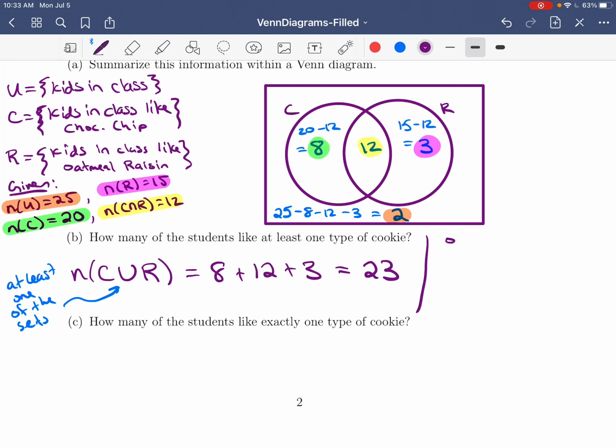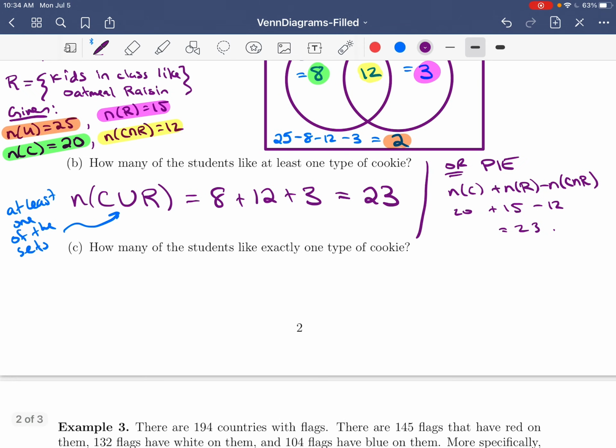Okay, now you could have done this without the Venn diagram if you use the principle of inclusion-exclusion, and it would be the number in C plus the number in R minus the number in the intersection, which would be 20 plus 15 minus 12, which again is 23. So this one we could easily have done either with the formula or with the Venn diagram.